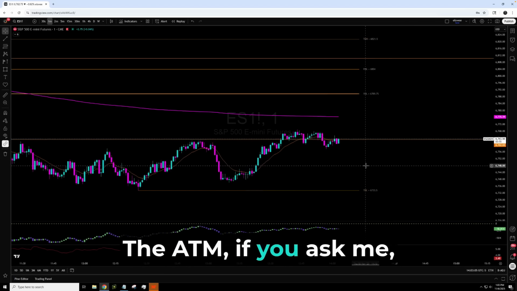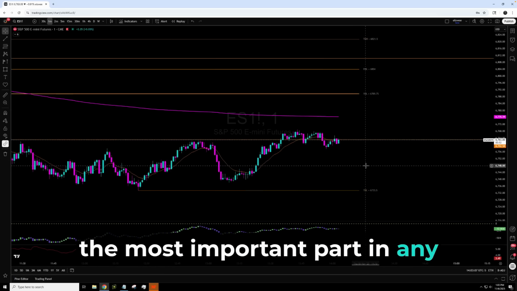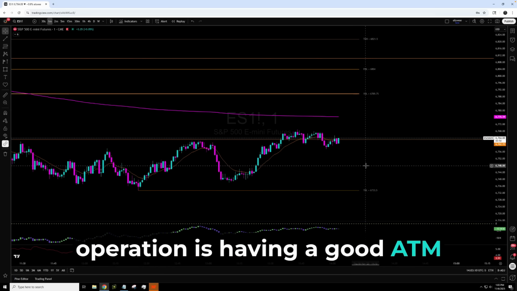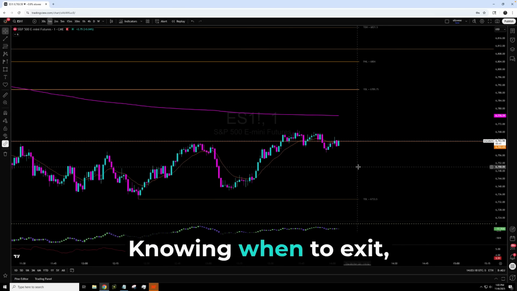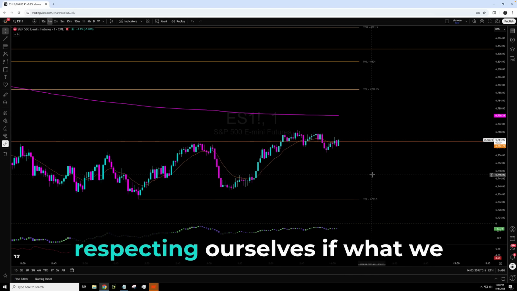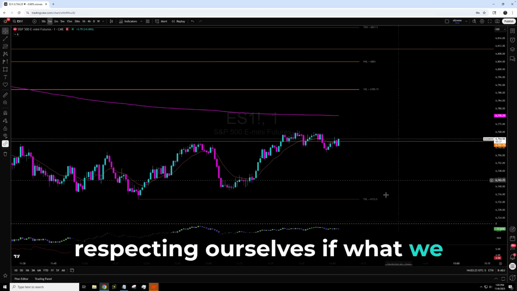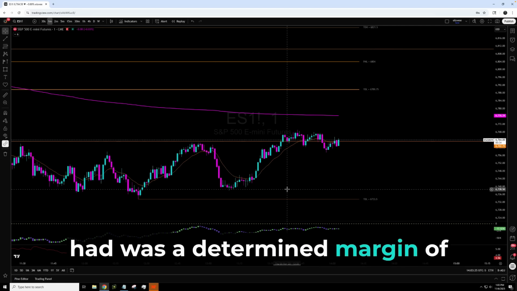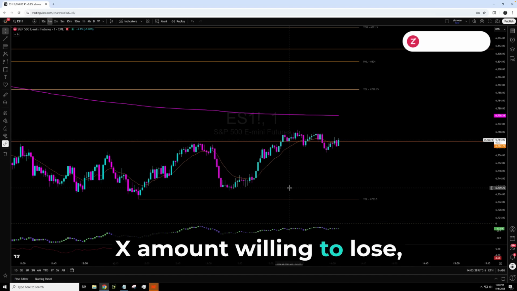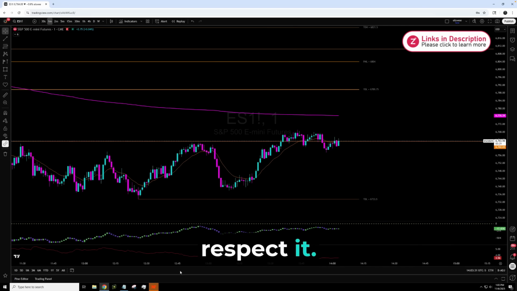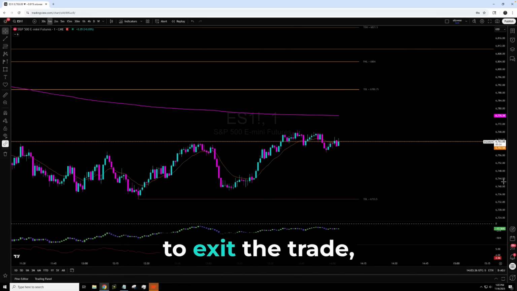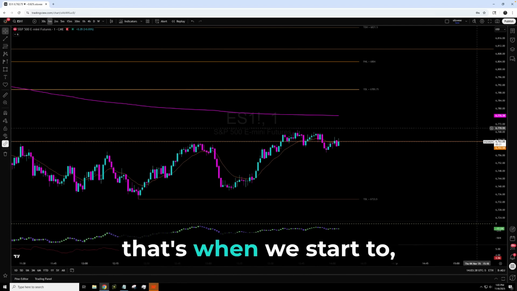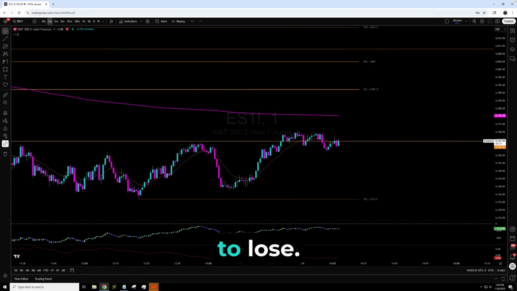The ATM, if you ask me, is the most important part in any operation: having a good ATM that protects you. Knowing when to exit. Respecting ourselves. If what we had was a determined margin of X amount willing to lose, respect it. When we start moving that stop loss because we don't want to exit the trade, that's when we start to lose.